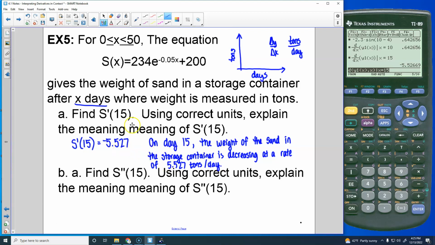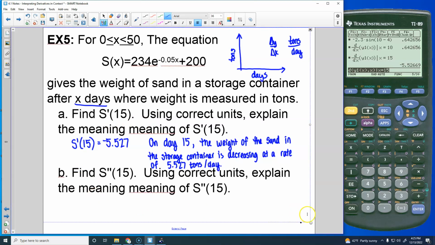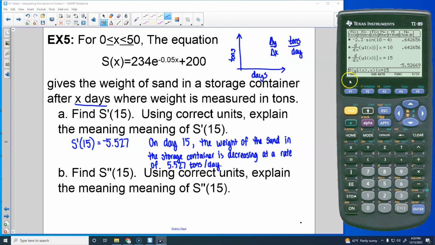Okay. Now, this shouldn't have that A right there. For part B, we are asked to find the second derivative at 15. So, to do this in your calculator, you actually can just take what you already had in here and tell it to differentiate it again.